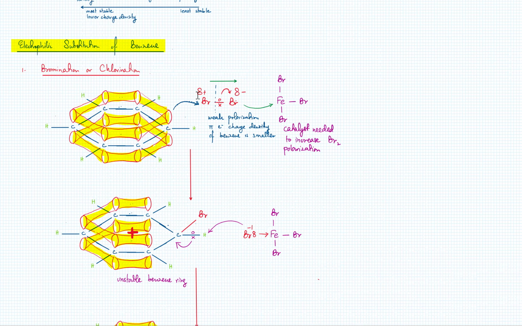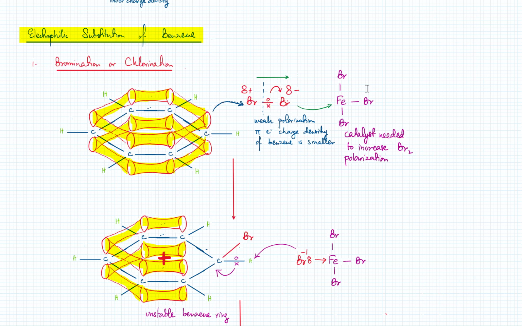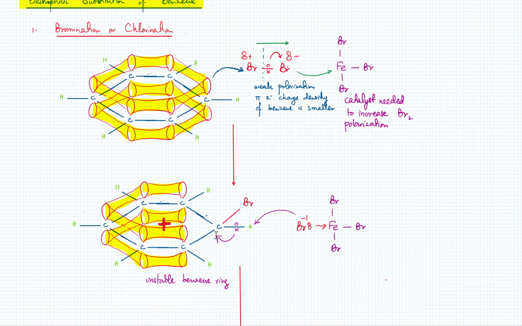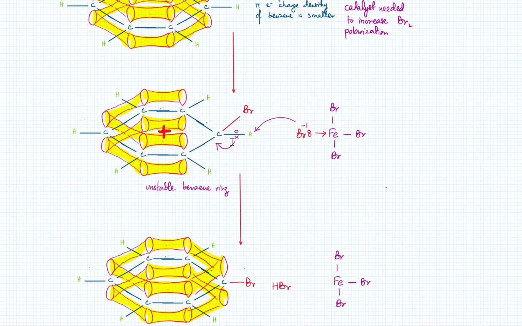The first difference was that the polarization was not that strong, which is why you needed a catalyst. Catalyst was required, and the catalyst would increase the polarization. And then the positive bromine is going to get attracted to one of the p orbitals and it will bond with it. And the negative bromine is going to go to the other side and will get attracted to the Fe. And then what happens is that the positive charge on the benzene is not that strong, so it's not going to attract the Br minus one like in alkenes.